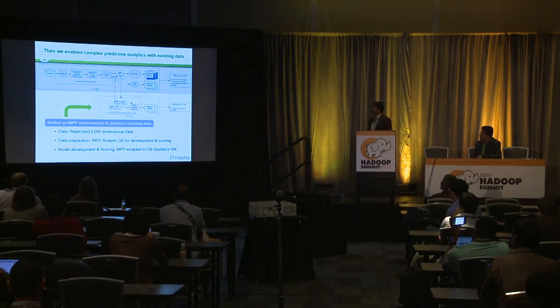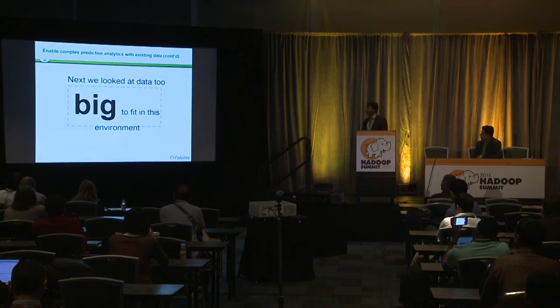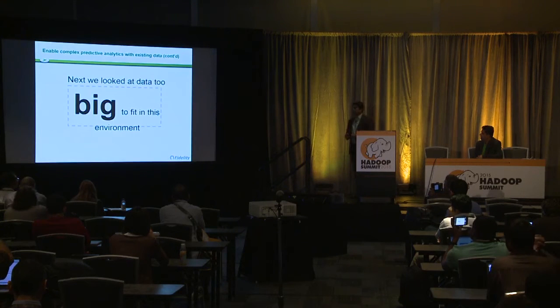This definitely improved the time to value for complex predictive analytics, and we started delivering more value here. But for complex predictive analytics to be more accurate, and for doing other types of different use cases, we needed other types of data also, and there is data too large to fit in this environment. So, for example, the web data. Web data was supposed to be a goldmine of information for complex predictive analytics, but we were not able to fit this data into the MPP environment.